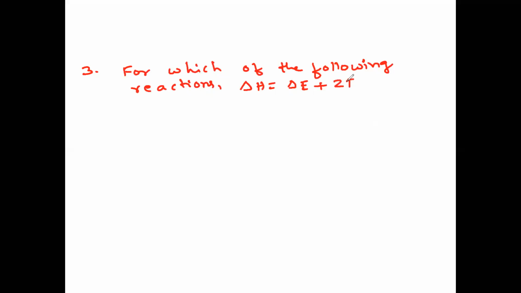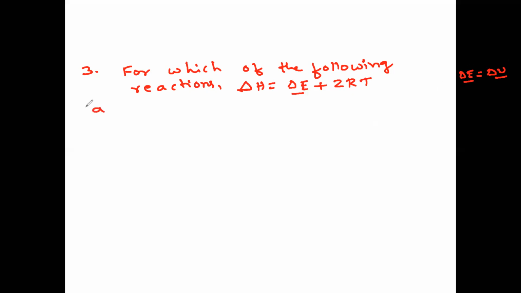This is an application problem, the same question. Delta E and delta U are the same, as I told you. What is delta E or delta U? It is the heat of reaction at constant volume. What is delta H? The heat of reaction at constant pressure. So delta H is equal to delta E plus 2RT for which of the following reactions?